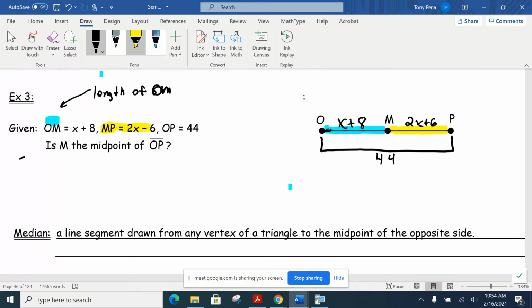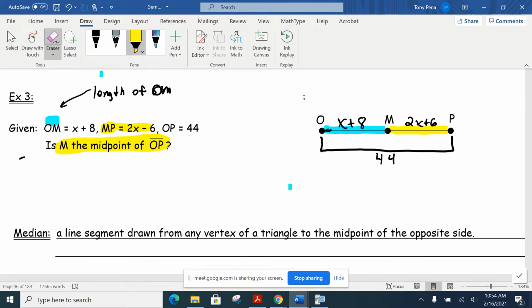And then the question I am asking is: is M the midpoint of segment OP? And don't say yes because it looks like it is. Looking like it is not a reason. Just because Mr. Pena appears to have put the M right in the middle, don't do that. Don't be that kid. Those are not going to be something that we use as a justification.